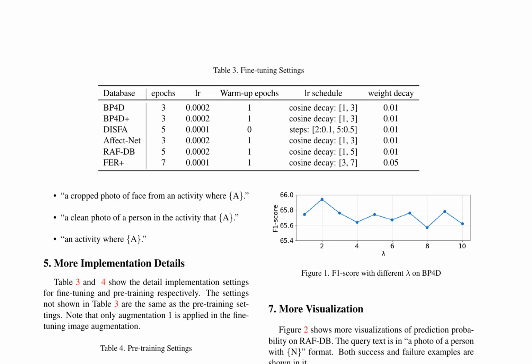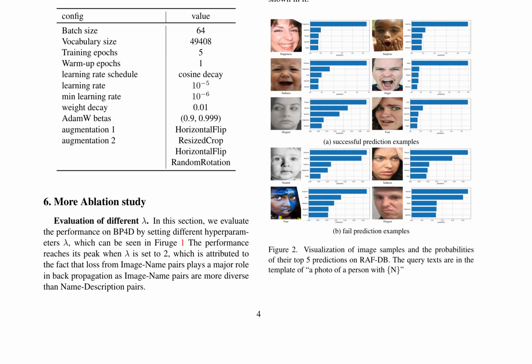An ablation study on the hyperparameter lambda reveals that performance peaks when lambda is set to 2. Visualizations of prediction probabilities on the RAFDB dataset demonstrate the framework's effectiveness in recognizing facial expressions and action units. The authors provide a comprehensive description of the activities, label semantics, and pseudocodes used in the framework, ensuring a thorough understanding of the approach. Overall, the framework offers a novel approach to facial behavior understanding, leveraging contrastive learning and text-driven representations.